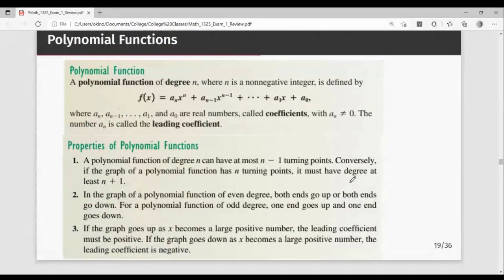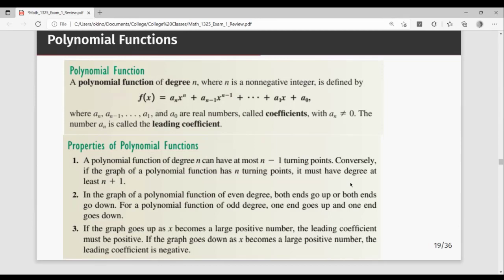Now for polynomial functions, right, a polynomial function is something that kind of has this form. It has, of the nth degree, these coefficients, a sub n minus 1. We just give them indexes so we don't use up all the letters of the alphabet. And all of them are multiplied by x raised to some power, right? And a sub n is called your leading coefficient.